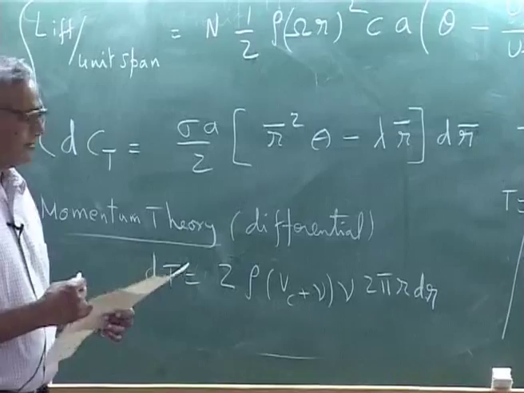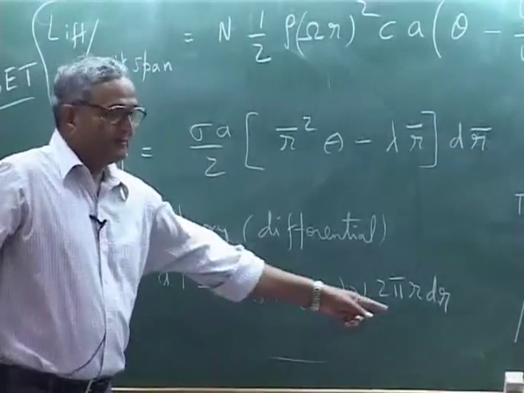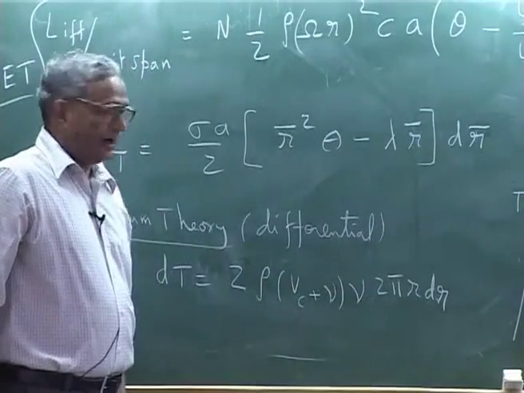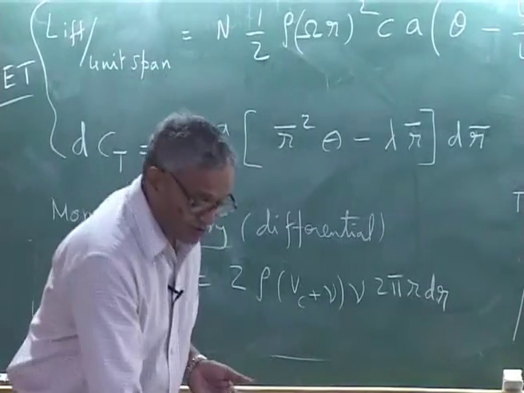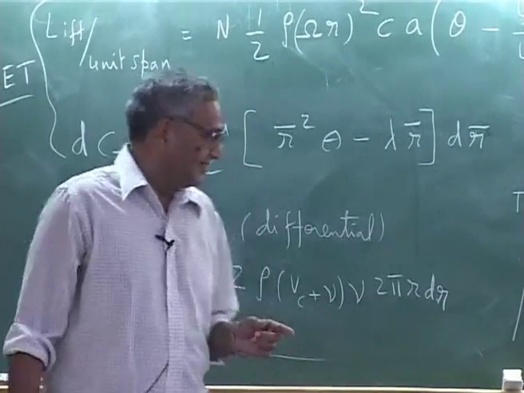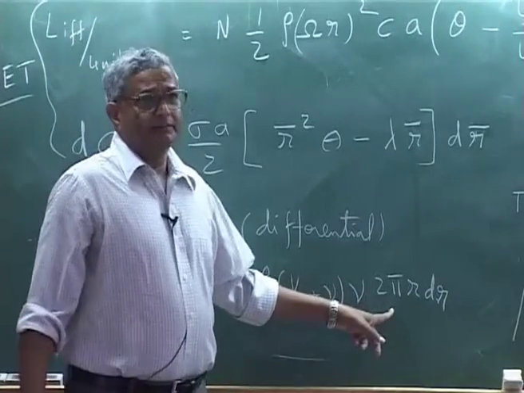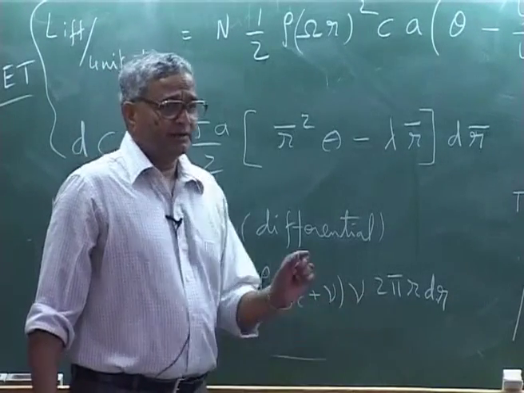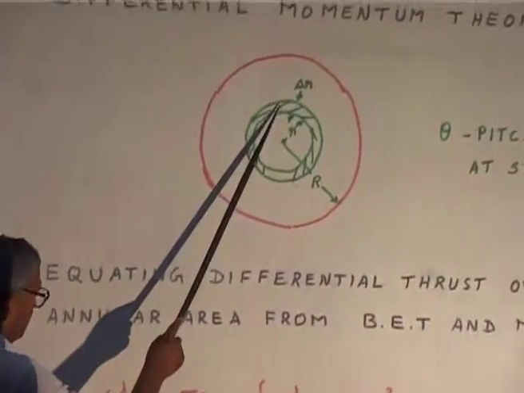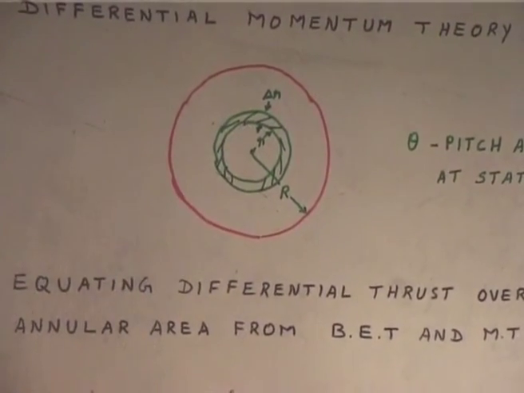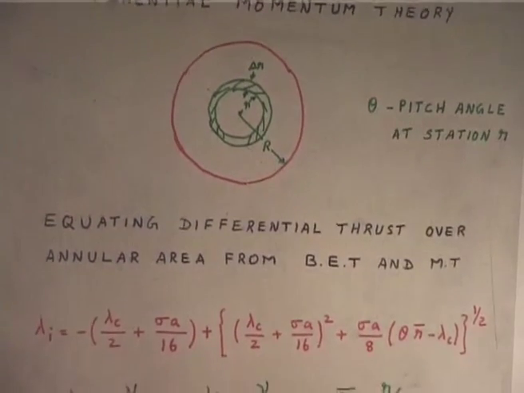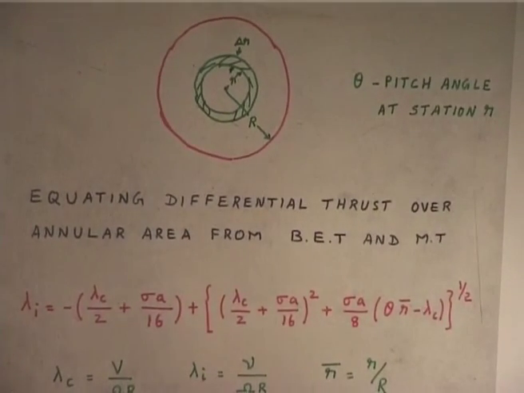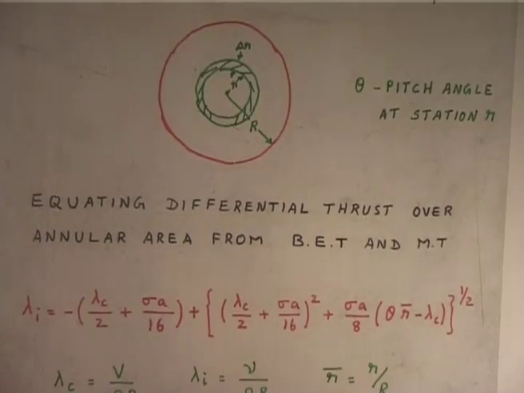You follow what I have done? And this is the differential momentum theory. Now, you may ask, actually I will tell you now, why I have to take the annular area? Why can't I take only a small r dr d theta?